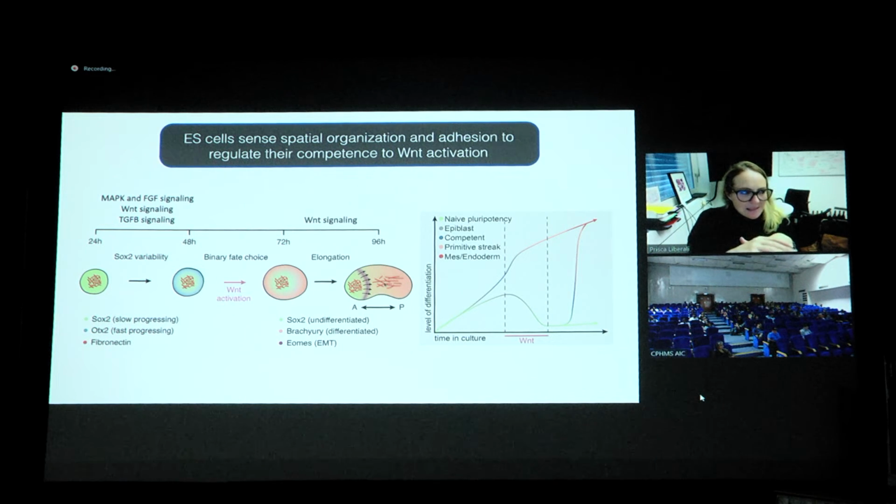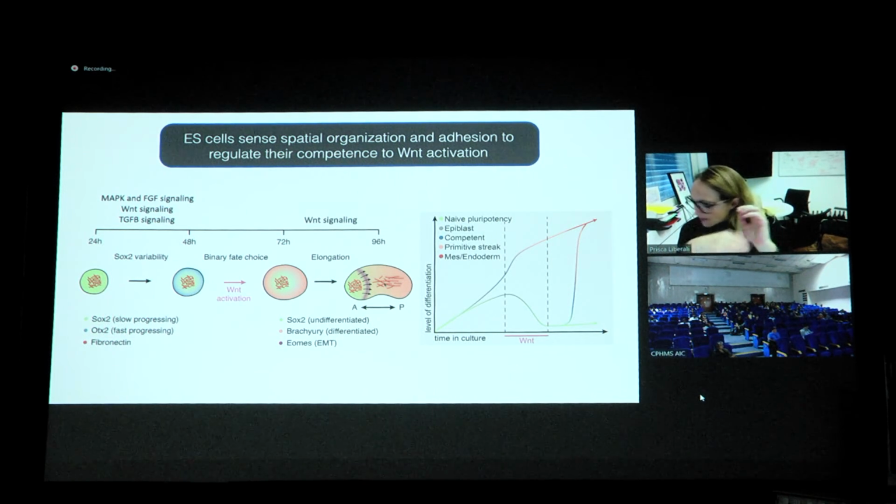What we see, and we did an ATAC-seq of this process, is that probably at 48 hours there are some ES cell enhancers that are still open in the core population. And so when they see Wnt, these cells that have the enhancer open are able to revert back to a more naive state.